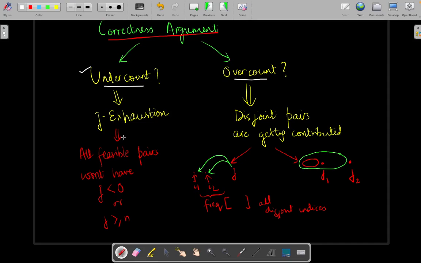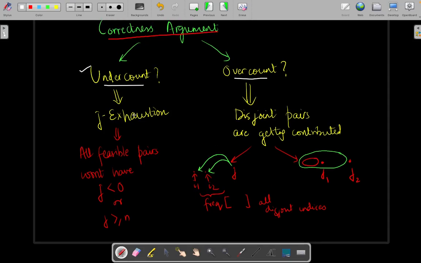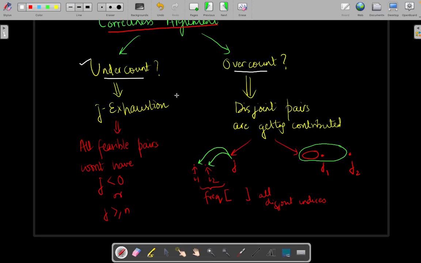Well, undercounting happens when there is something left out, right? So imagine all the answer pairs, all the answer IJs that have satisfied the criteria. Can you ever imagine a pair where the J is less than 0 or greater than or equal to n? It can never happen, right? J will always be within 0 to n minus 1, right?